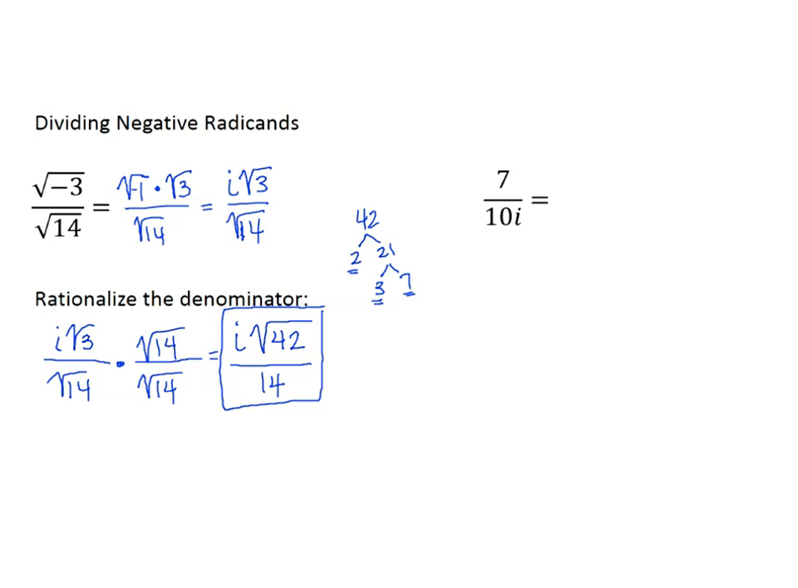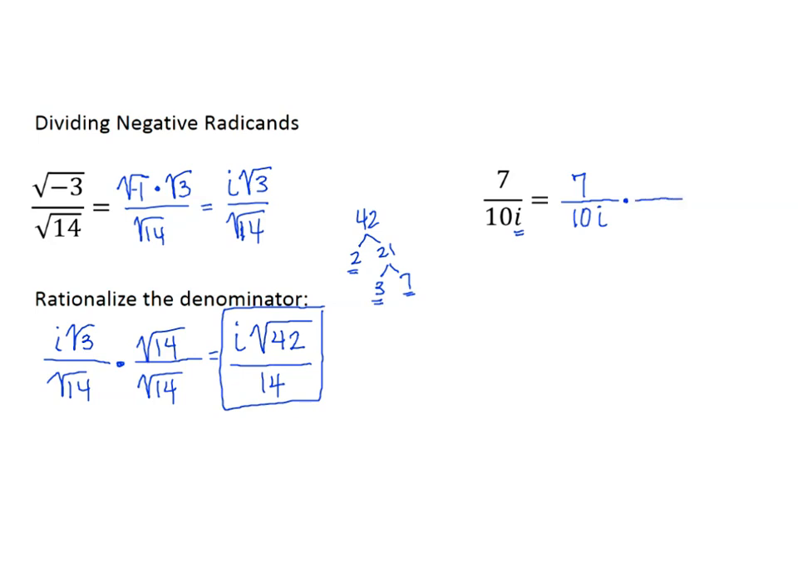All right, let's take a look at this one. In this one, remember, we can't have a radical on the bottom. And i, even though it doesn't look like it, is a radical because i represents the square root of -1. So how do we get rid of that square root? We're going to have 7 over 10i.